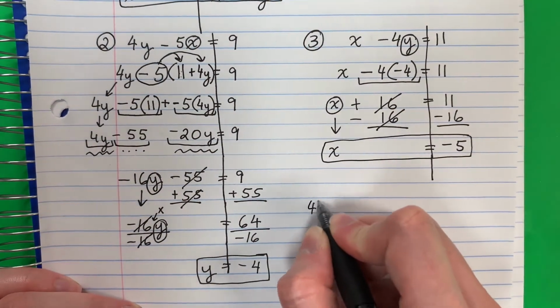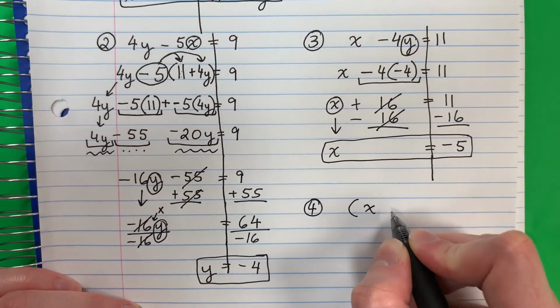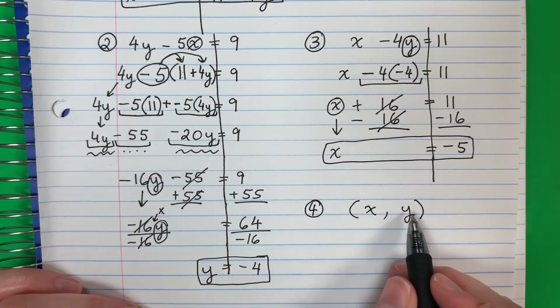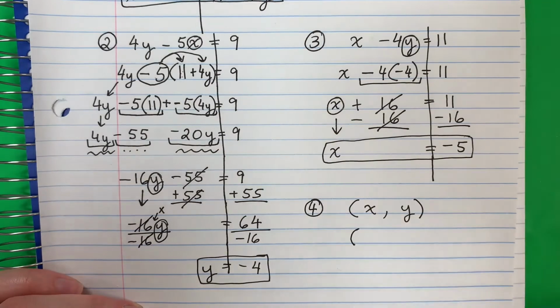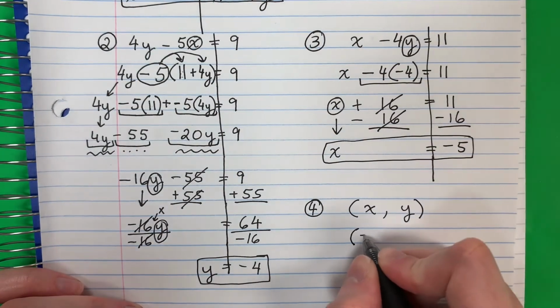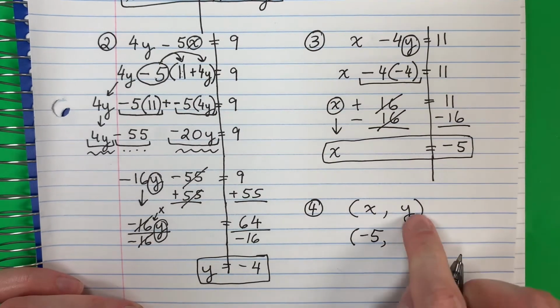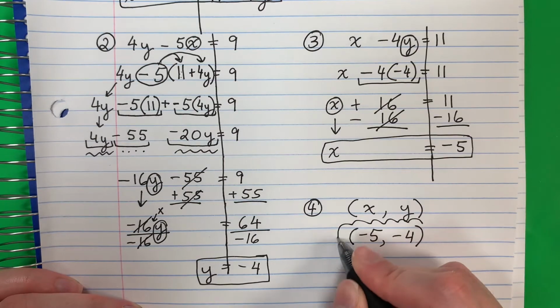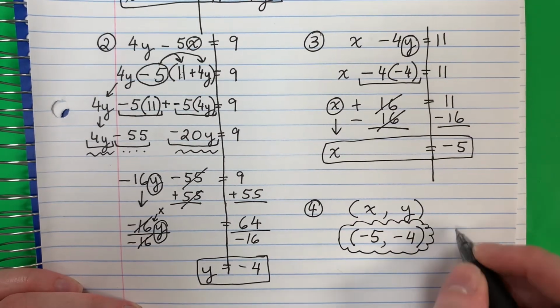So my last step, mi último paso, is to put in ordered pair. Es para poner en ordered pair. X first, then Y. X primero y luego Y. So parenthesis, which one is X? ¿Cuál es X? -5, comma, Y, -4. This is the final answer. Esta es la última respuesta.